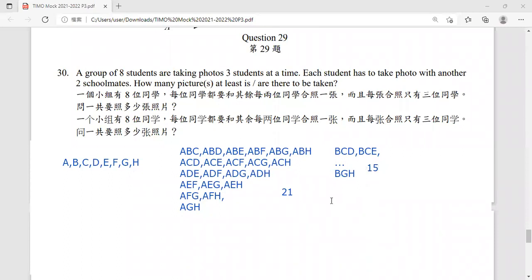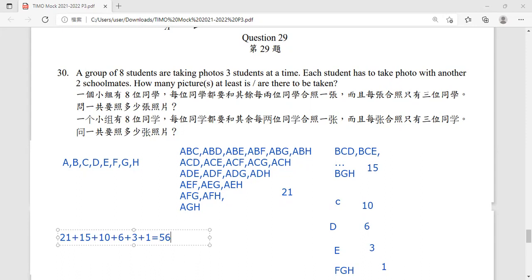For C, then it will be 10. Let's start with D, then it will be 6. And start with E, with 3. And start with F. Because we have F, G, H only, we have 1. So the total is 21 plus 15 plus 10 plus 6 plus 3 plus 1, which is what? 56. Is it 56? Okay.